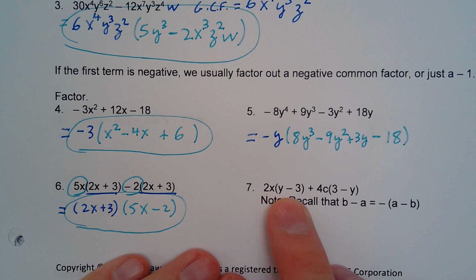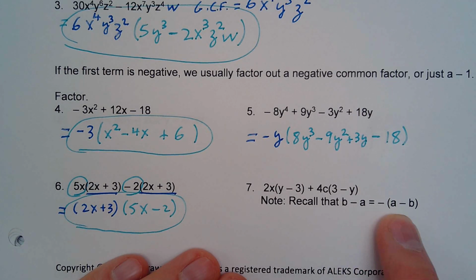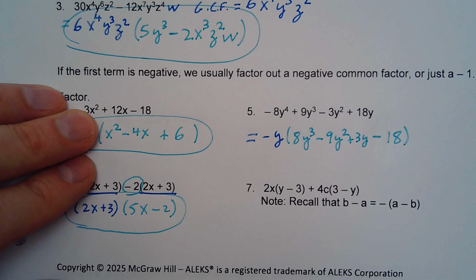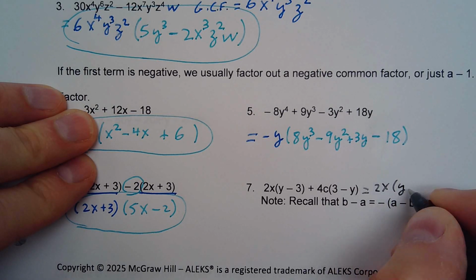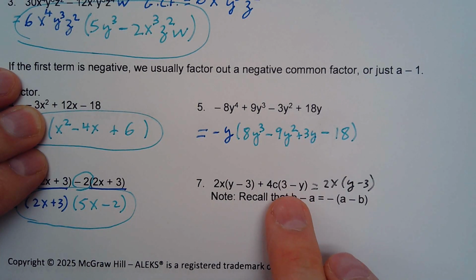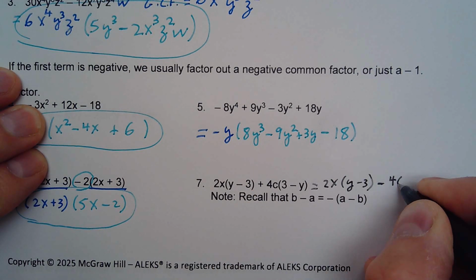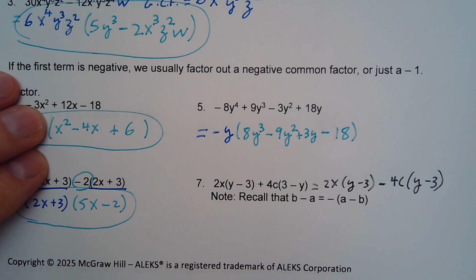Now here's a situation where they're almost the same. Look at that y minus 3 and 3 minus y. They're just reminding you that b minus a is the same thing as negative a minus b. So what I could do here as a first step is go ahead and rewrite this with a negative out in front. So I'm going to put the negative out in front of the 4c. And then this becomes a y minus 3, just using this property right here.